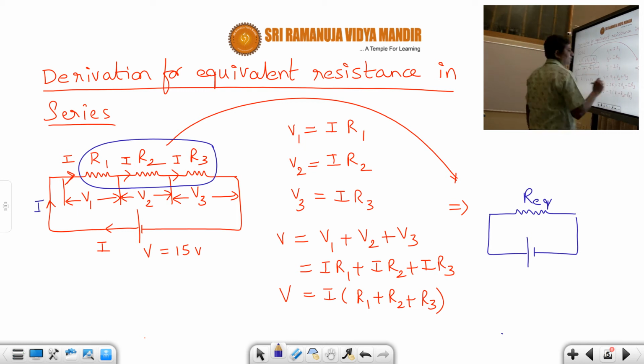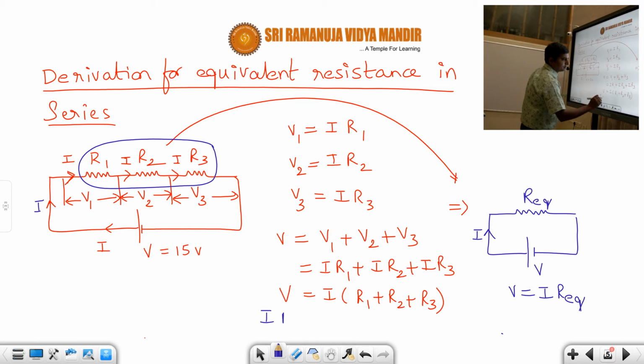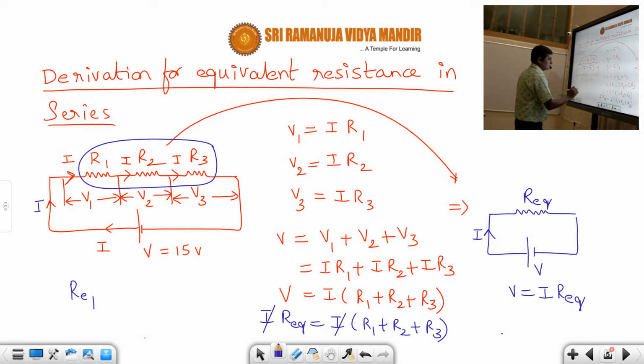If here the current I is flowing, here also the same current I is flowing with the same applied voltage V. So now if you apply Ohm's law, what is V, students? Here I into R equivalent, and these two circuits are the same, students. So I can write V equal to I into R equivalent is equal to I into R1 plus R2 plus R3. If you cancel I, what is the R equivalent, students? R equivalent is equal to R1 plus R2 plus R3, students.